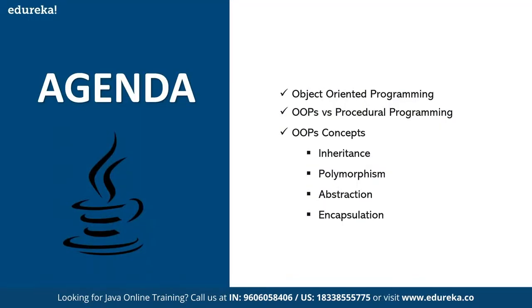Today we will talk about what object-oriented programming is, the difference between object-oriented programming and procedural programming, and we will also cover a few object-oriented programming concepts like inheritance, polymorphism, abstraction, and encapsulation.